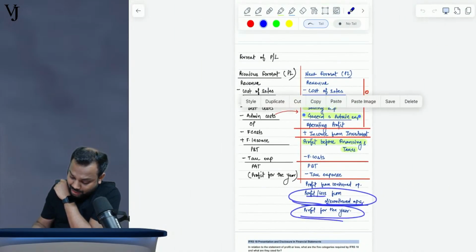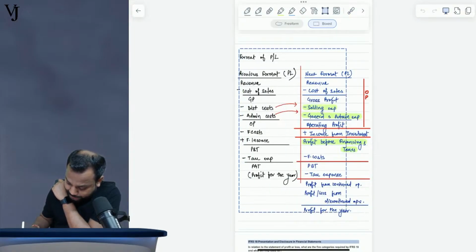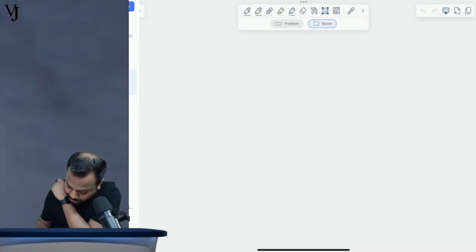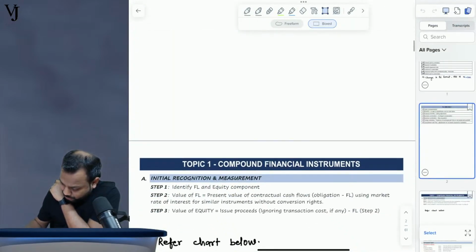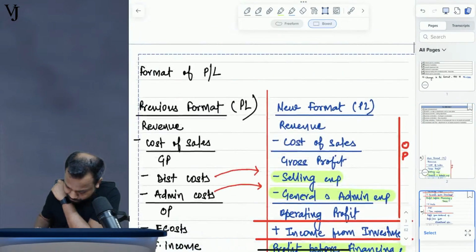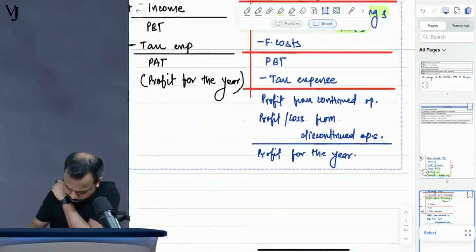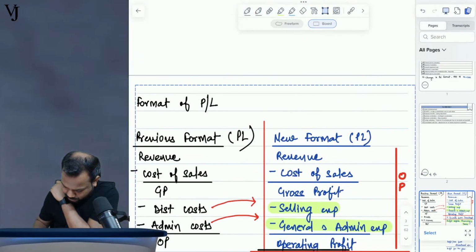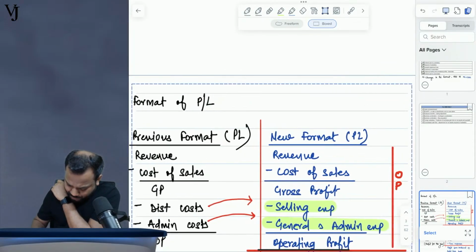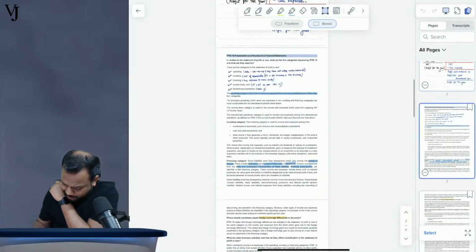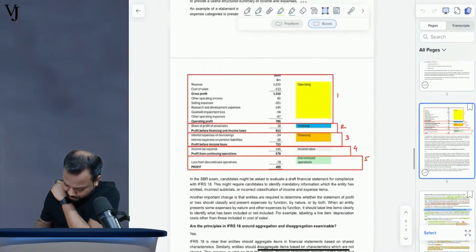So what I'll do is I'll paste the revised format in your notes so that you can refer to it. Okay, I'll paste it here itself. I'll paste it in the very first page itself. Now, ACCA in your SBR, they have also given you one format. I'll paste that format also with you guys.